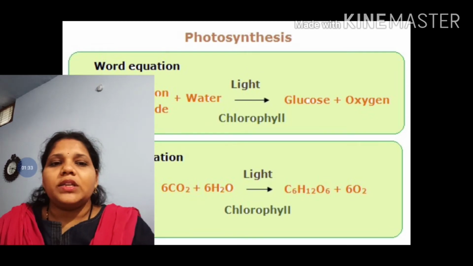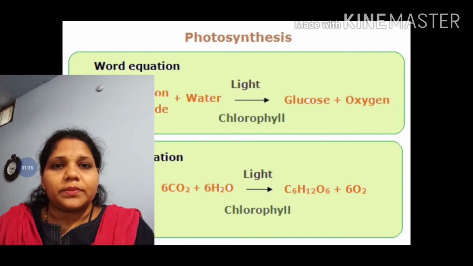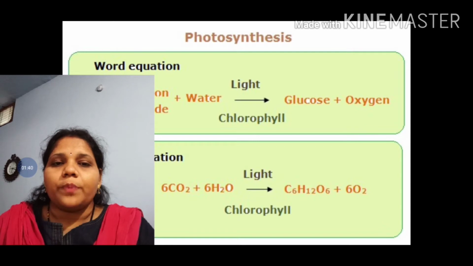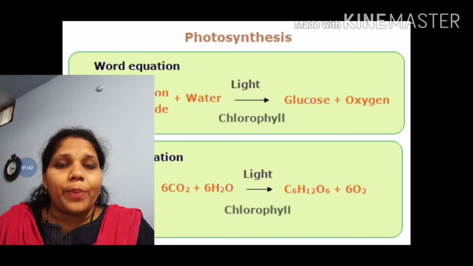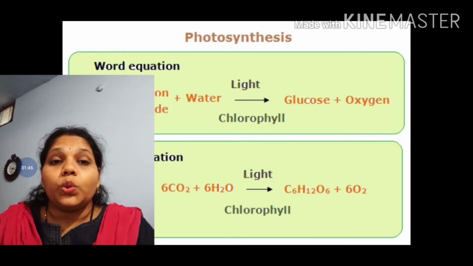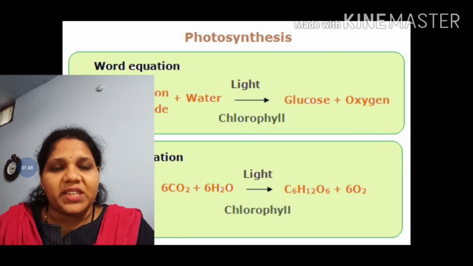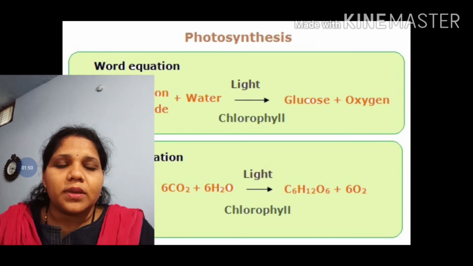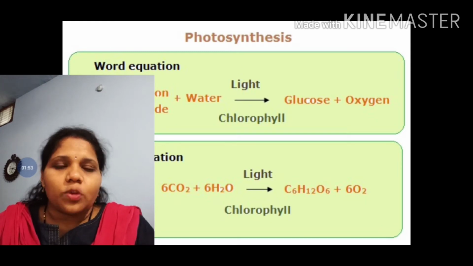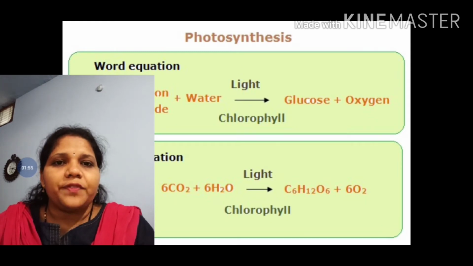First one is your carbon dioxide. The carbon dioxide generally comes from the atmosphere. The plant absorbs the carbon dioxide from the atmosphere through the stomata which are present on the leaves. What is stomata? About this we will read in our next video.